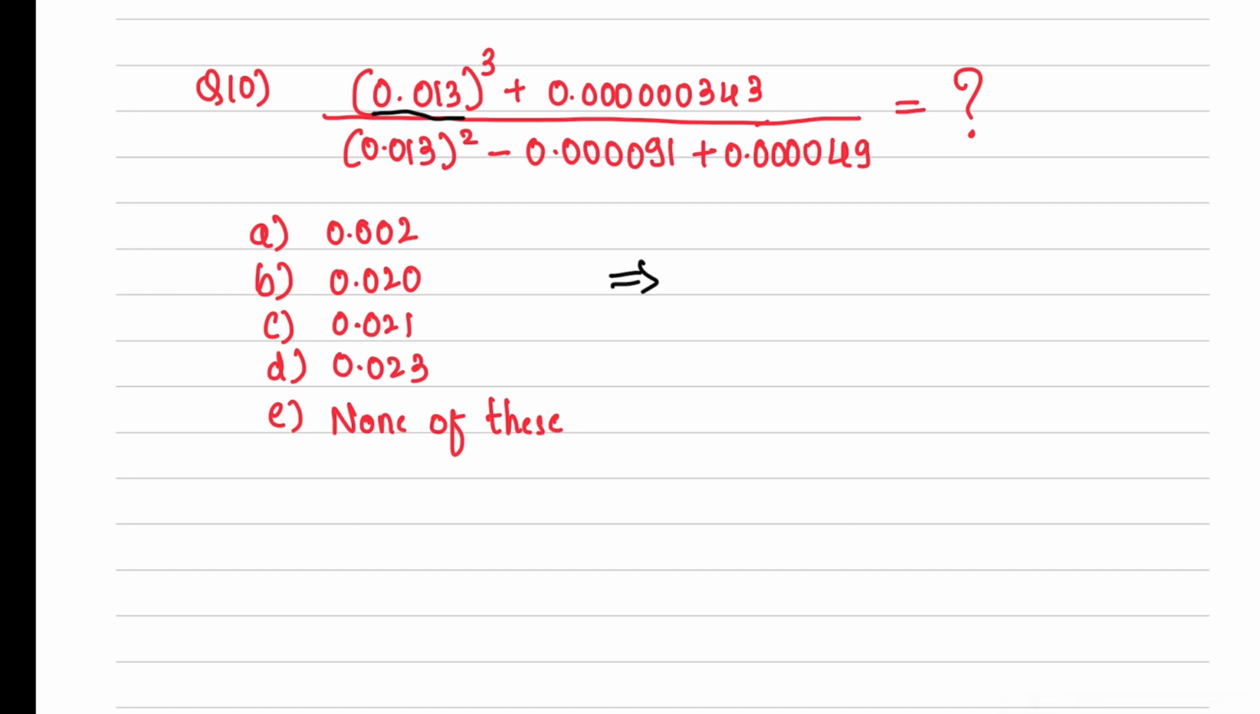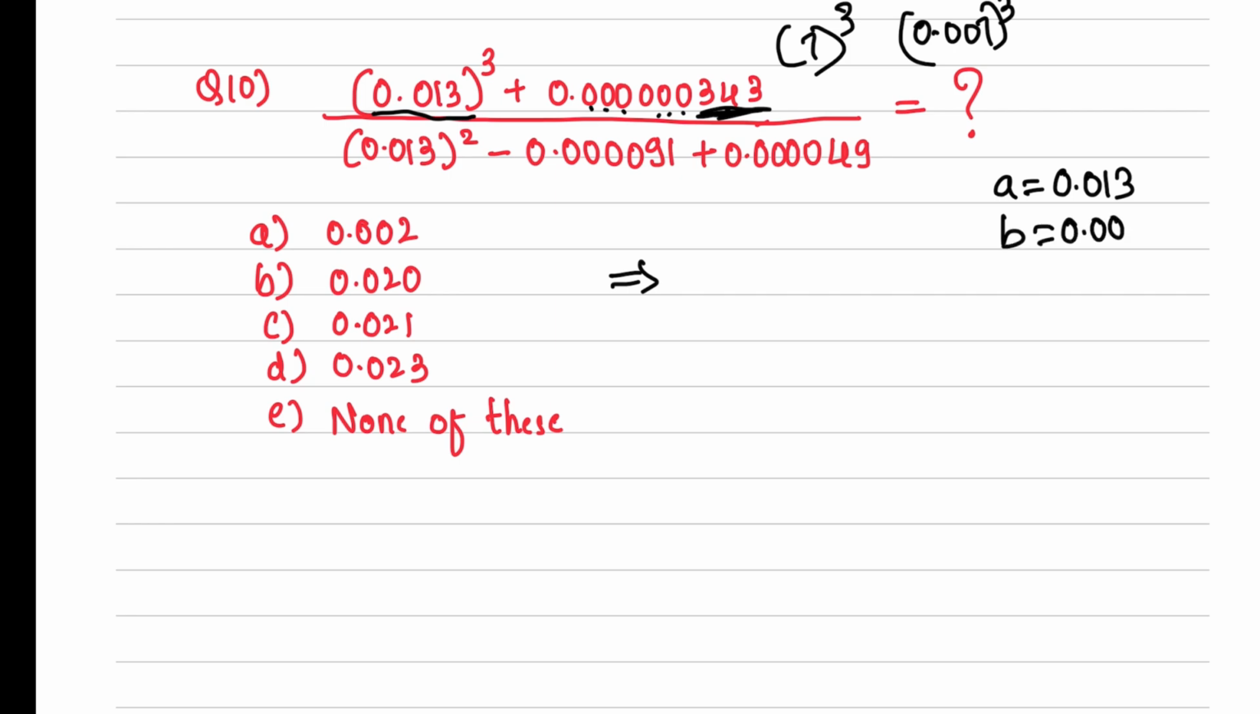This is 0.013 whole cube, and this, if you see 343, it is a 7 cube. But how to find the decimal place? Here see 1 2 3 4 5 6 7 8 9. So 9 decimal places are there, which means it will be 0.007 whole cube. So A will be 0.013 and B will be 0.007.